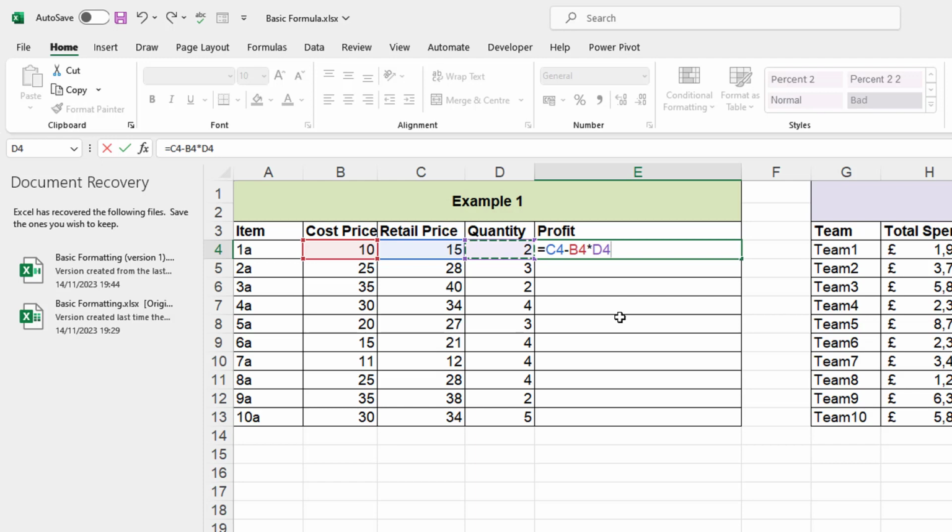Now this formula isn't quite right, and the reason is that under BODMAS rules, what will happen first is the B4, which is the cost price, will be multiplied by the quantity, and then we subtract that from the retail price in C4. That's not what I want to happen. What I want to happen first is the subtraction, so I need to put brackets around that.